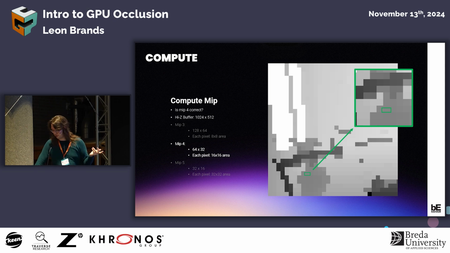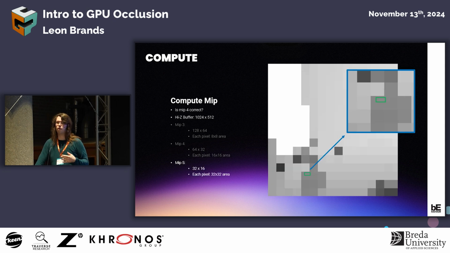Now, at our computed MIP level, MIP 4, which has a resolution of 64 by 32, each pixel is representing an area of 16 by 16. Now, as you can see, at this MIP level, the height buffer has sort of started ignoring the chair's geometry parts, and as such, in this case, the square would correctly be visible. Now, the pot's depth does remain, and as we've established, we were trying to draw the square in front of the pot. So in this case, the square is correctly visible.